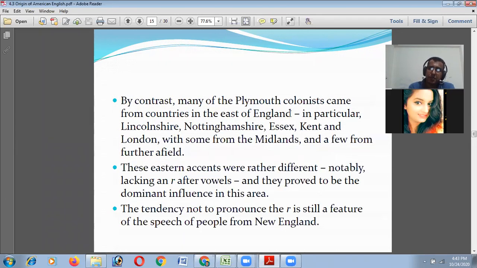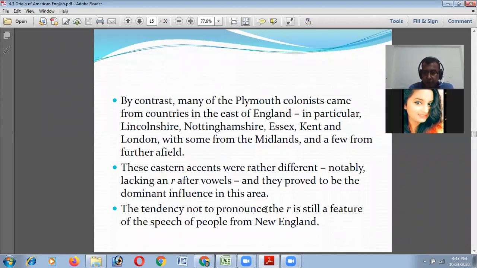By contrast, many of the Plymouth colonists came from counties in the east of England, in particular Lincolnshire, Nottinghamshire, Essex, Kent, and London, with some from the Midlands and a few from farther afield. These Eastern accents were rather different, notably lacking an R after the vowel, and they proved to be the dominant influence in the area. So here in the Plymouth area, among the colonists, we see R is almost nil in their pronunciation.